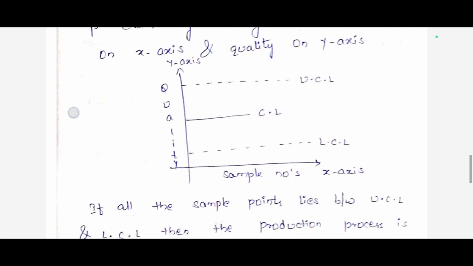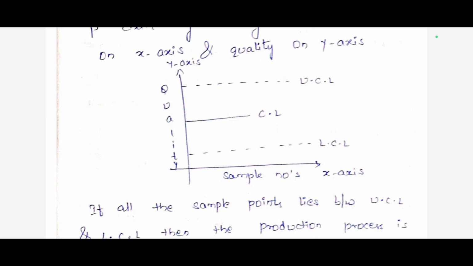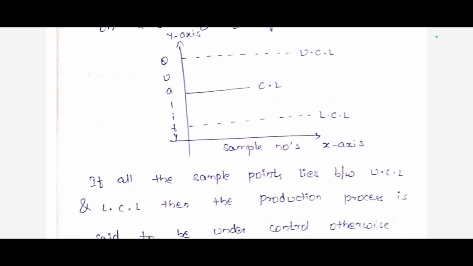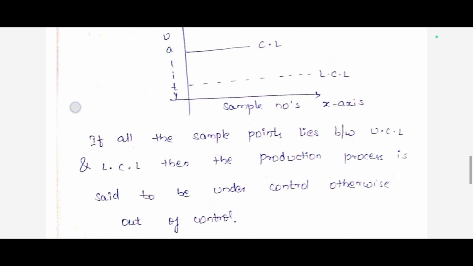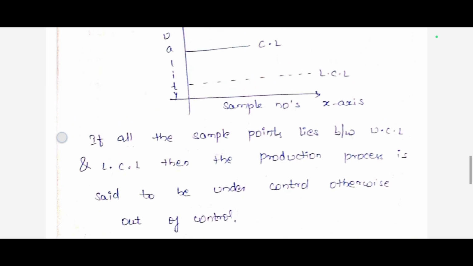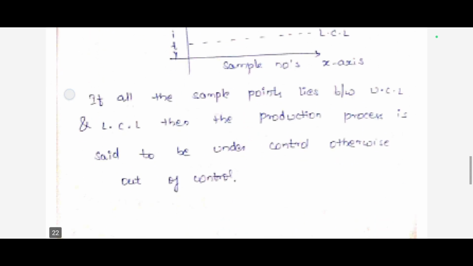Okay, if all the sample points lie between UCL and LCL, then the production process is said to be under control, otherwise it is said to be out of control.